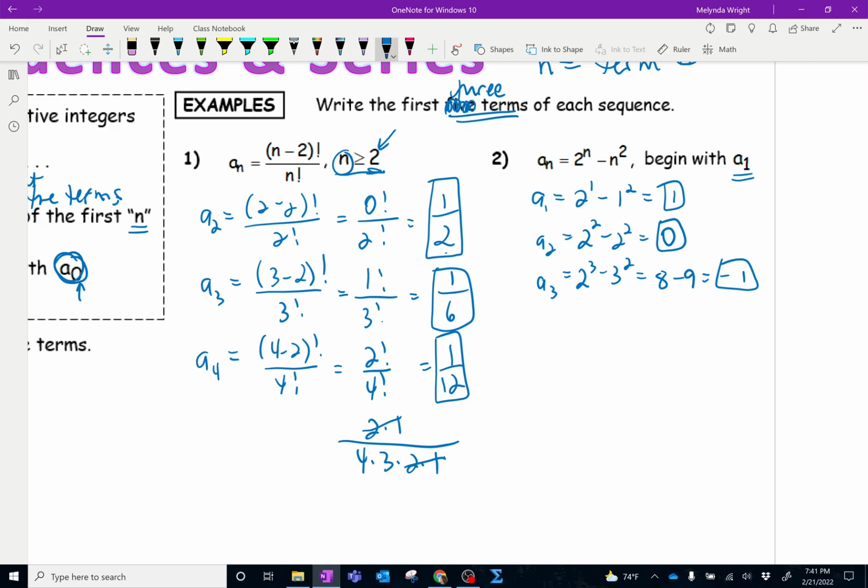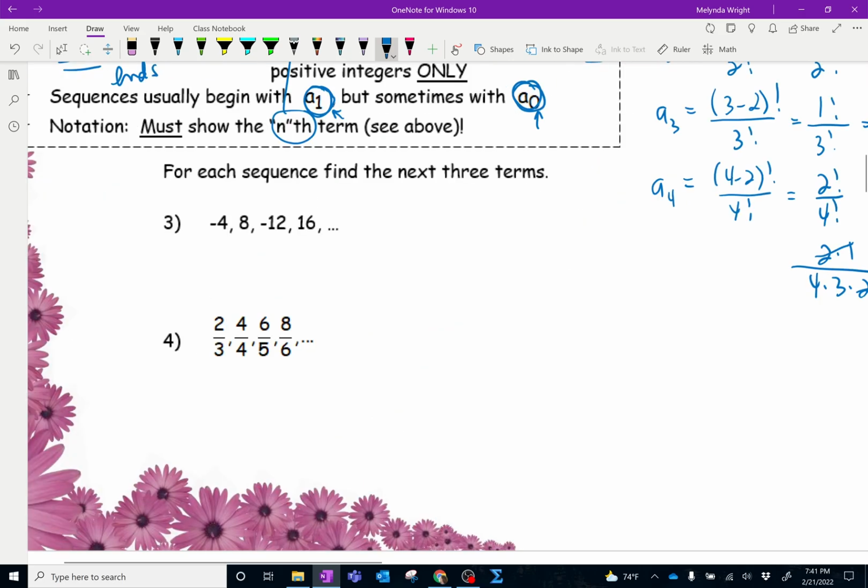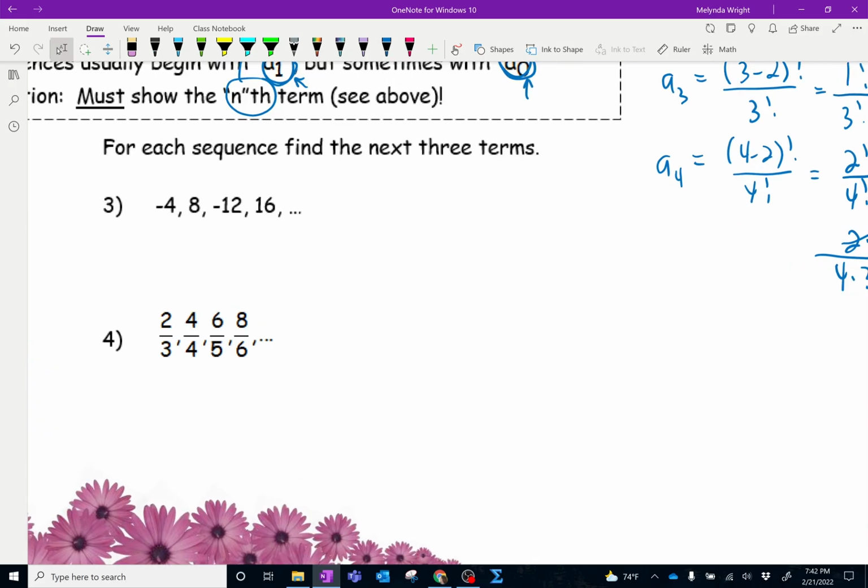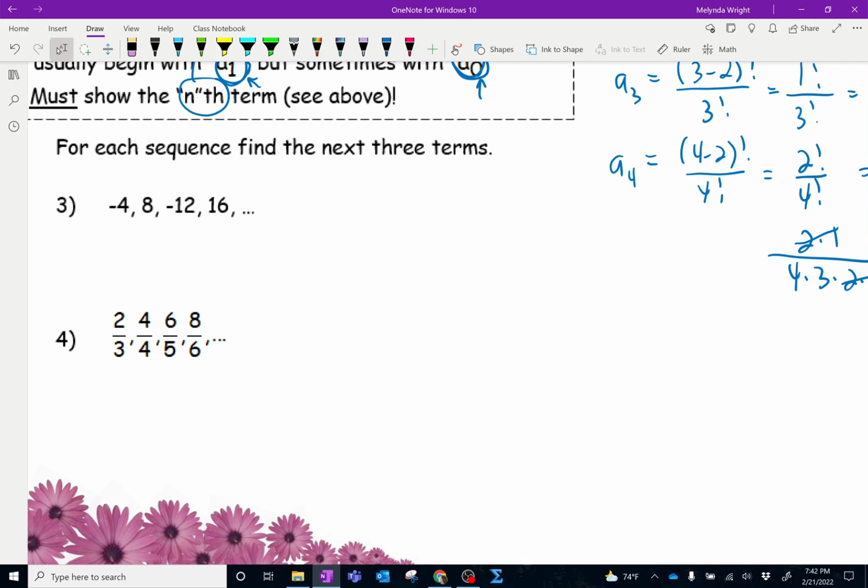Okay, so let's go down to this number 3. We want to find the next three terms. Notice that they did not give us an nth term formula. Now, at some point, we probably would need to learn how to do that. Right? That's in the next few lessons. But here, we're just supposed to generate the terms. So this is term number 1. This is term number 2, term number 3, term number 4. Notice that it goes minus, plus, minus, plus.